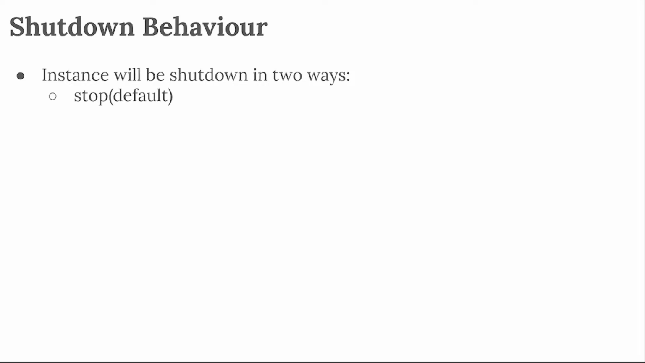So hello friends, in this video we will see the shutdown behavior and termination protection in an AWS instance. First, we have shutdown behavior. Whenever we make an instance, we have two options; the instance can be shut down in two ways. Those two options are stop, which is the default, and terminate. We can terminate an instance by its shutdown behavior only.